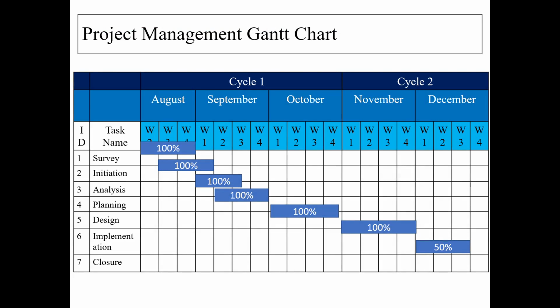This is the project management Gantt chart, which explains to us the tasks that were involved in this project. So we started our project in the month of August, and the tasks were survey, initiation, analysis, planning, design, implementation, and closure. So after performing all these tasks, our project ended in the month of December.